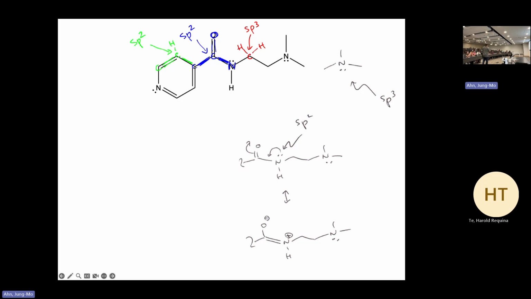But now I'm going to explain one more time why it is not sp3, even though it just looks like that. Somehow, this nitrogen is sp2 hybridized, and that nitrogen is sp3 hybridized.